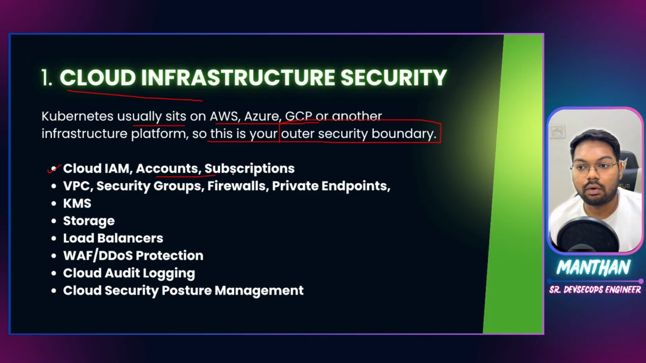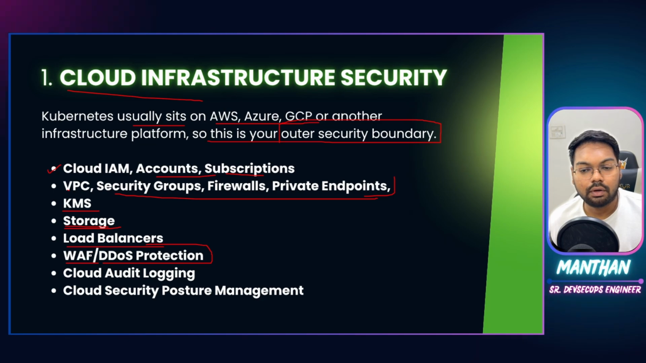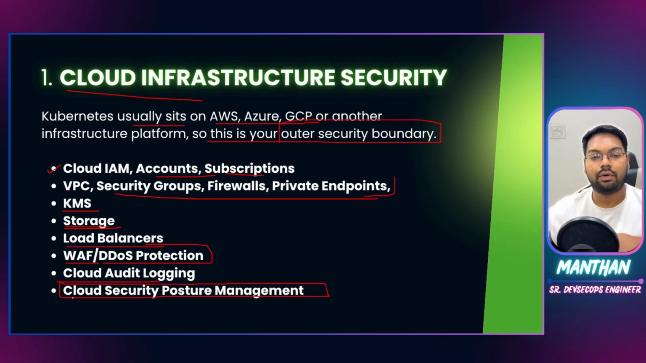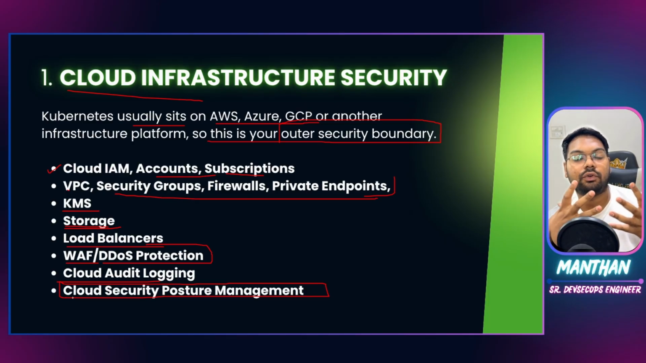Then what in the infrastructure? IAM, accounts, subscriptions: who can see your AWS accounts. Then VPC, security groups, firewalls, private endpoints, and all of these different things. Then KMS, key management service, storage. Then load balancers, web application firewalls, and DDoS protection for your workloads. Then cloud audit logging and cloud security posture management. All of these will make sure that the very first boundary is secure. Before even reaching the cluster, the components surrounding the cluster should be managed well and be secure.